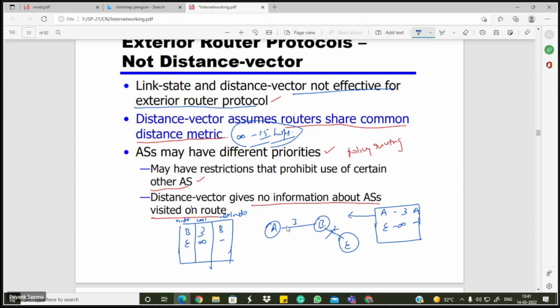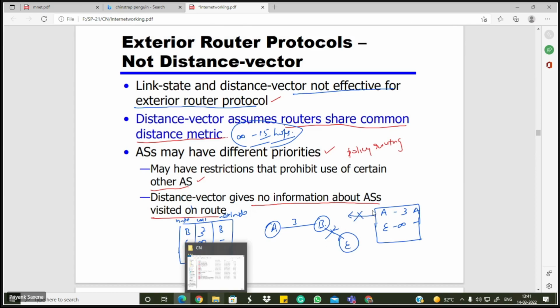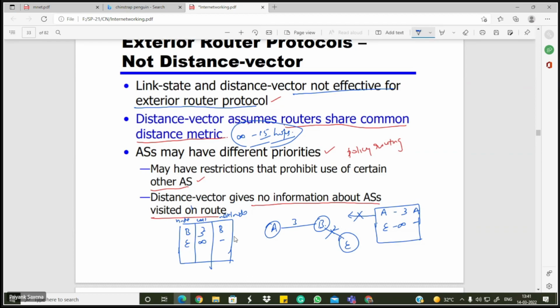Once it shares this table with A, this update failed to reach A. So A still remains under the impression that it can reach E via B, and suppose, because it can be a periodic update also, before that A shares its table with B. Then, as per the previous table, A can reach E via B if this link is not broken.